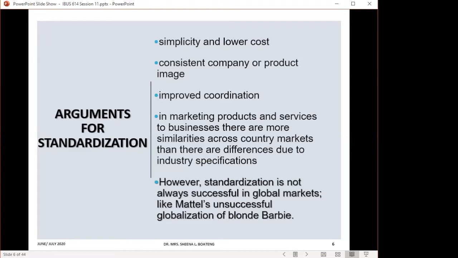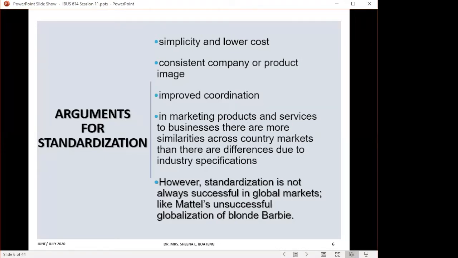And there are several arguments that researchers have made in the past, with regards to standardization and why it is of benefit. The first one is in terms of simplicity and lower cost. You will all agree with me that to be able to set up a marketing mix that is unique for each of the foreign markets that you serve, assuming you have more than, say, 5 or 6 or 10, would require some significant investment of resources, be it financial or non-financial, and will take a lot of time and effort.